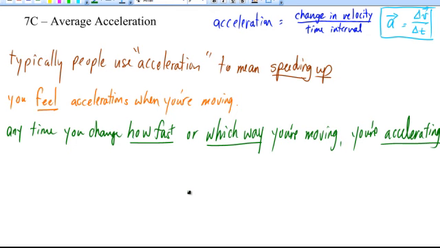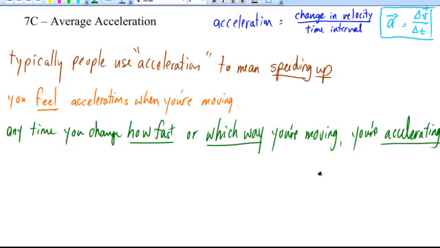then you're accelerating. It might be that you're speeding up. That's what happens when you mash on the gas pedal. But it could be that you're slowing down, which is what happens when you press on the brake. Or it could be you change which way you're going. That's what you do when you twist the steering wheel in your car. In each of those situations, you are experiencing an acceleration.